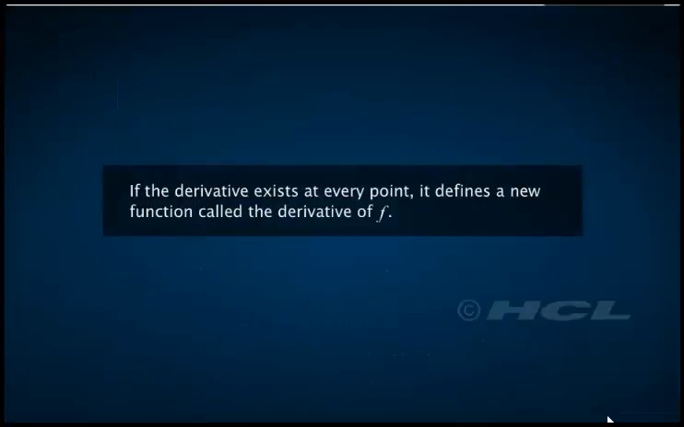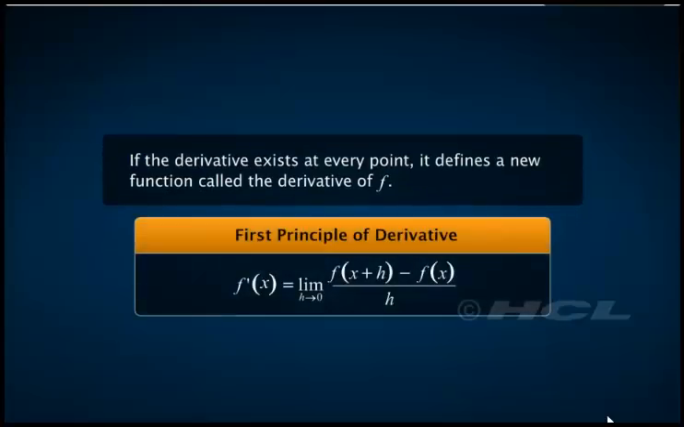We have seen how to find the derivative of a function at a particular point. Now, let's obtain the derivative in its domain of definition. When the derivative of a function exists at every point in its domain of definition, a new function is determined called derivative function. Derivative function can be obtained for a given function using the first principle of derivative.